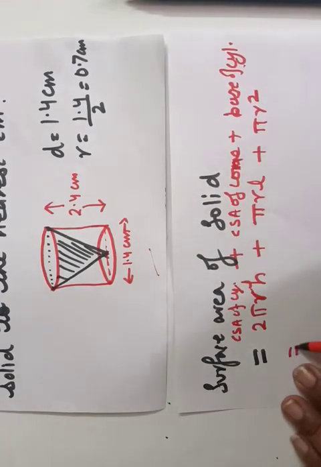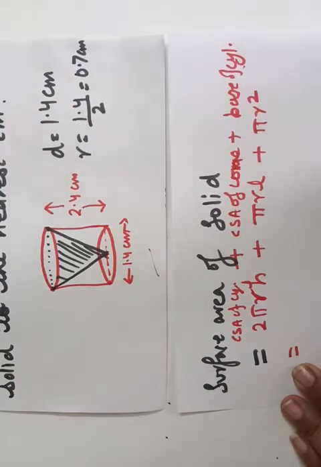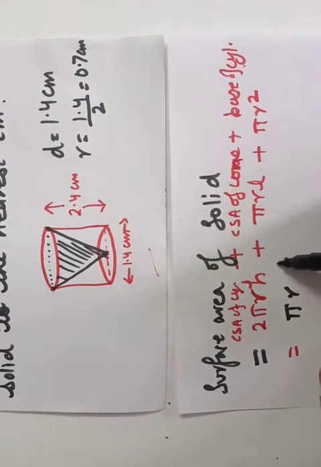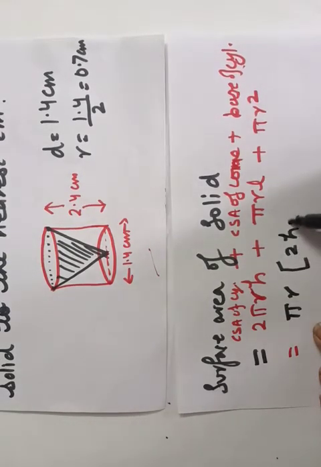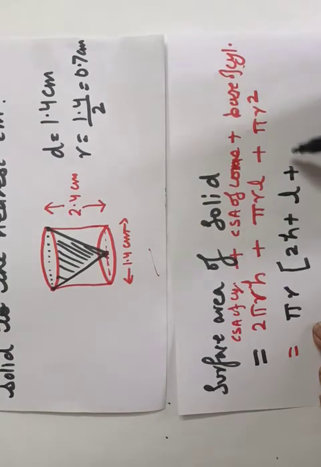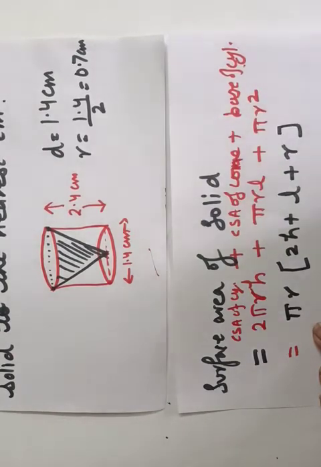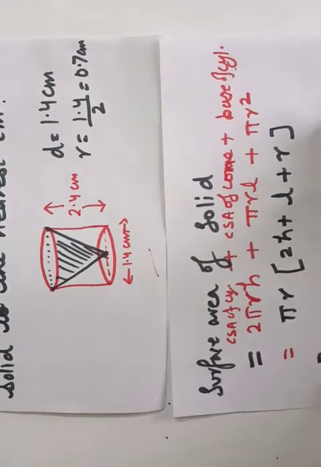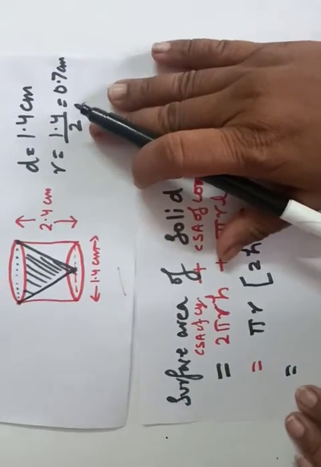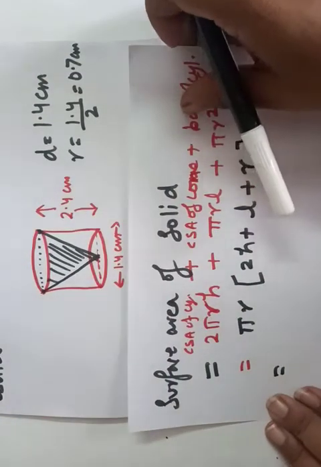Now let's take out the common factor. I can see pi r is common in all the formulae. So now we have 2h plus L plus r left here. Now let's put the values. So that will be equal to, and you can see the figure as well.